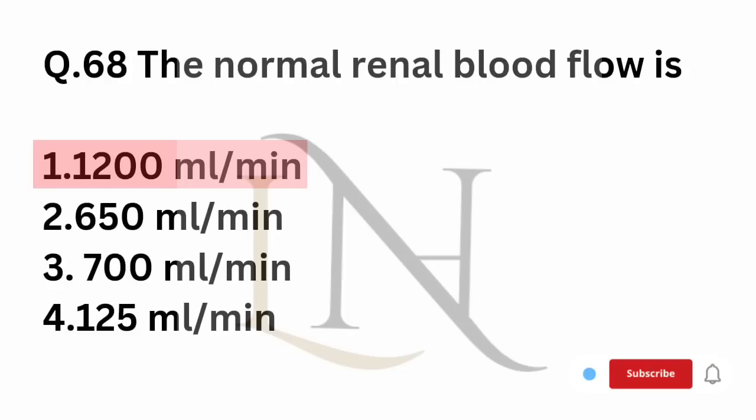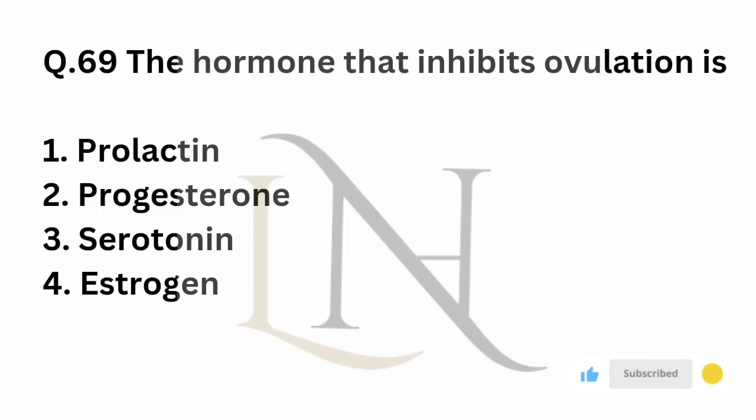Move to next MCQ. The hormone that inhibits ovulation is option 1 prolactin, option 2 progesterone, option 3 serotonin, option 4 estrogen. Answer is option 2 progesterone is correct answer.